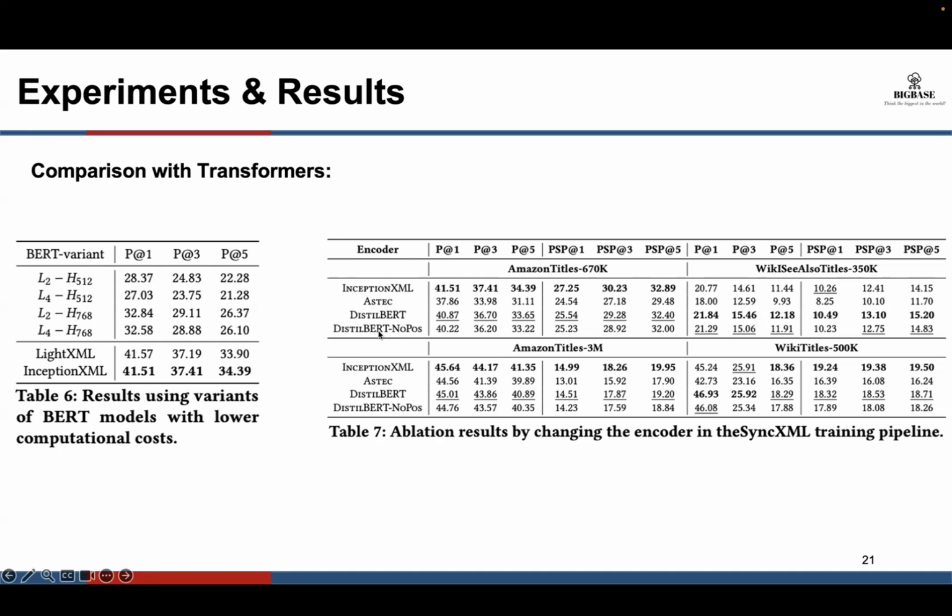And also here we see another model called Distilbert no position, which is the BERT model without the positional embeddings. They compare the Inception XML model to this to validate the lack of word order in short text queries. And the proposed model outperforms this setting as well.